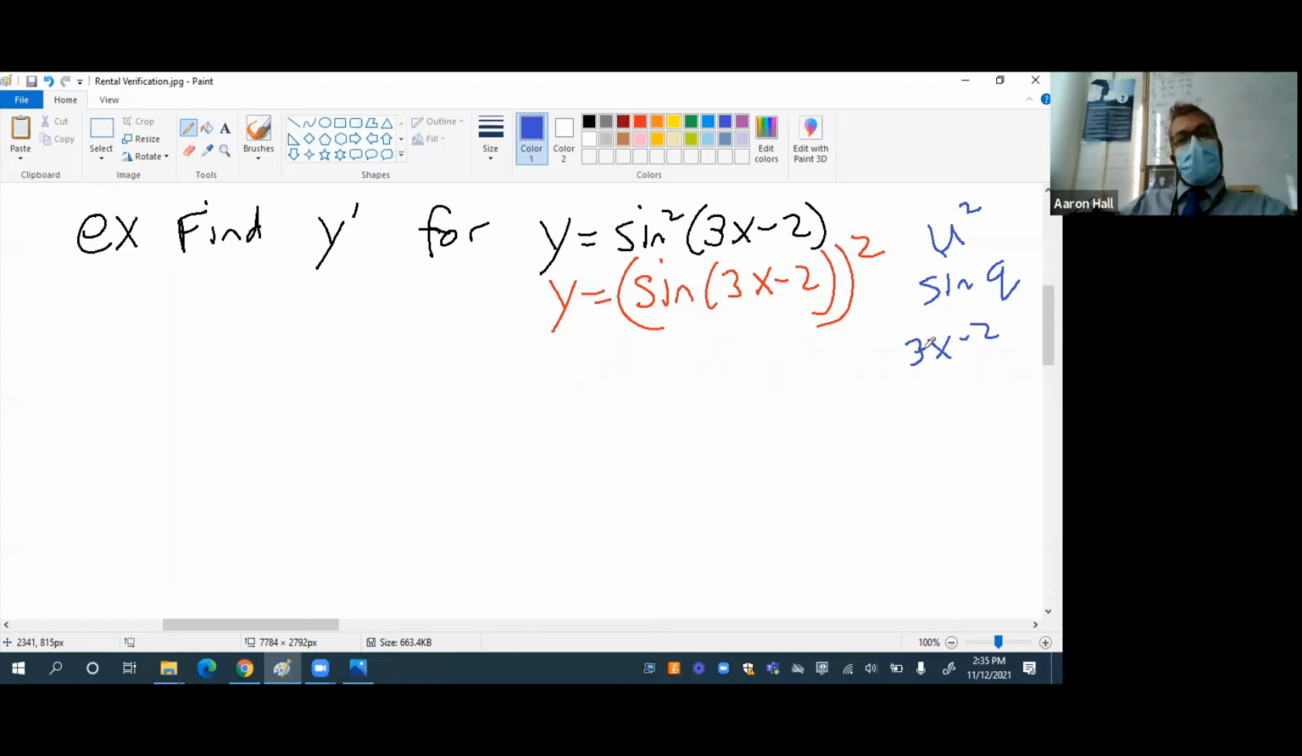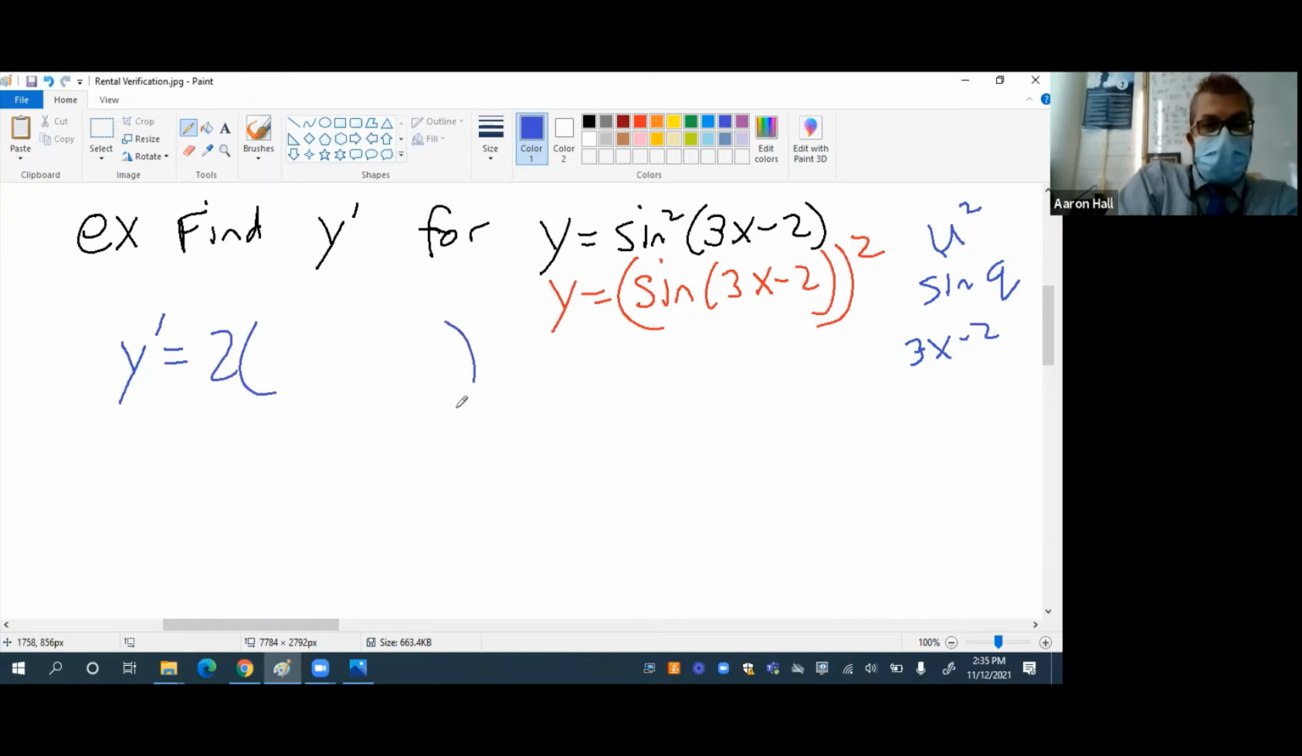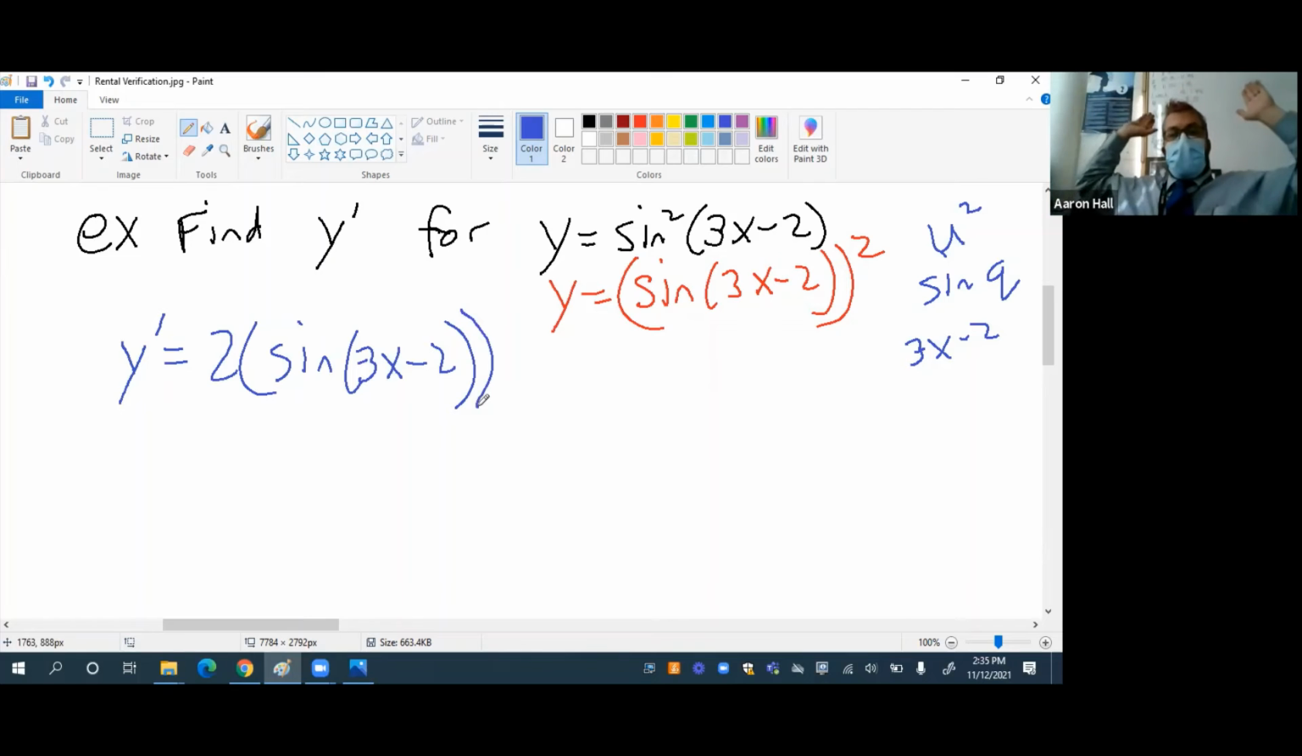What's the derivative of the outside function? Isn't this the outside function? It's just 2u, and u happens to be sine of 3x minus 2. So that's the derivative of the outside function. Are we good with that?